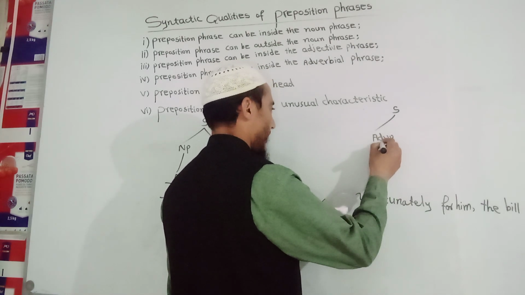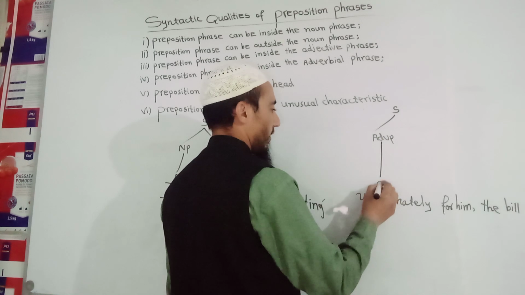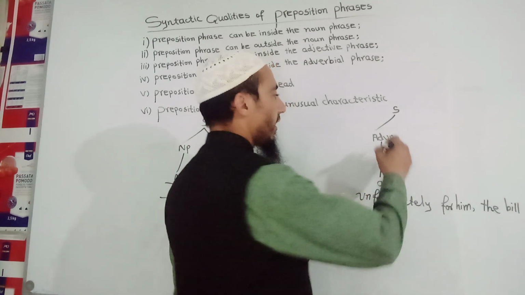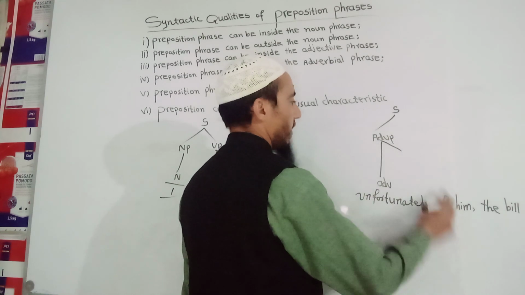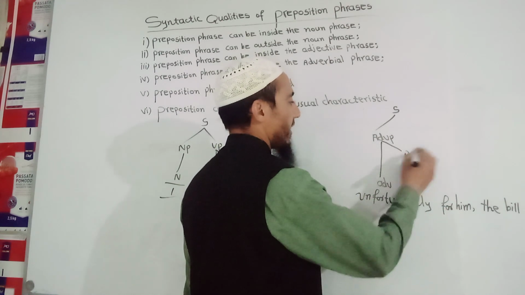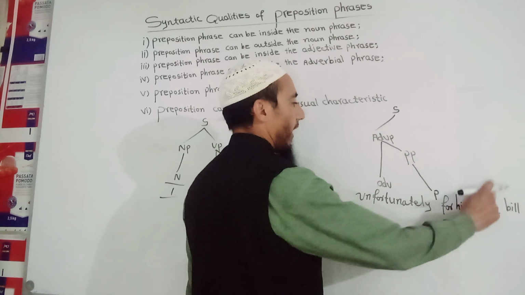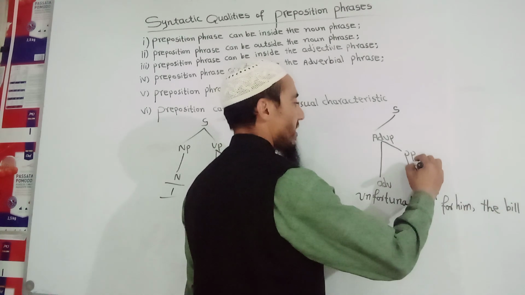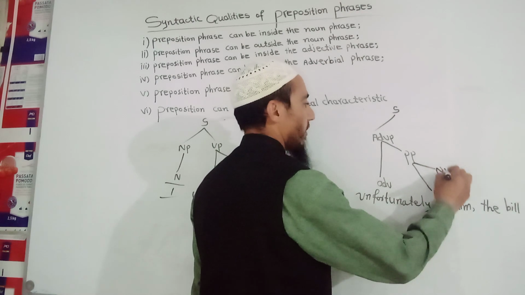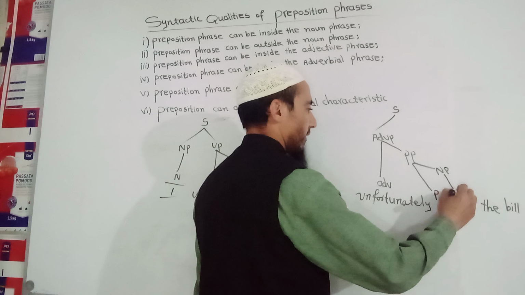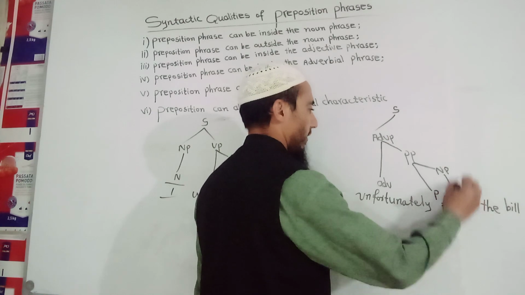So in the adverbial phrase we have only ADV, that is "unfortunately". And after that we are taking PP, prepositional phrase, which is what? Which is "for". Okay, and then we have "him", that is NP. So we are taking NP from PP. Yes, so that is N.